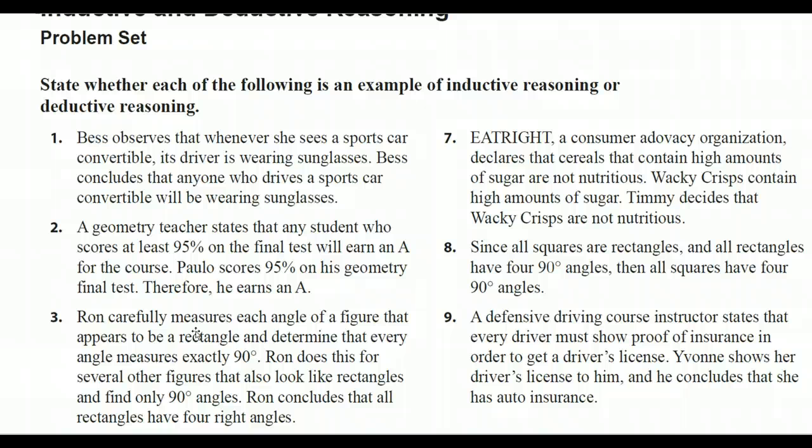So in this case, it's going to be inductive because he is using specific rectangles. He's measuring them. And again, it's kind of similar to question 1 in that he's using specific examples, he hasn't measured every single rectangle that has ever existed. It'd probably be impossible to do that. And then he's making a conclusion going from the specific examples he's looked at to the general about all rectangles. And so that's inductive, going from specific to general.